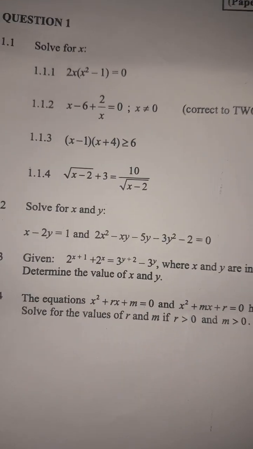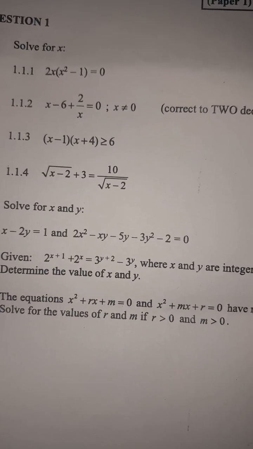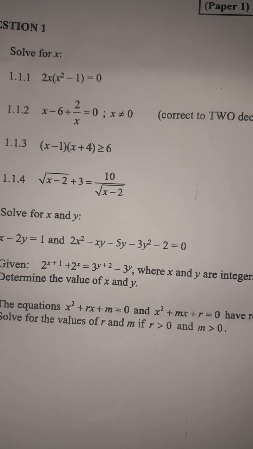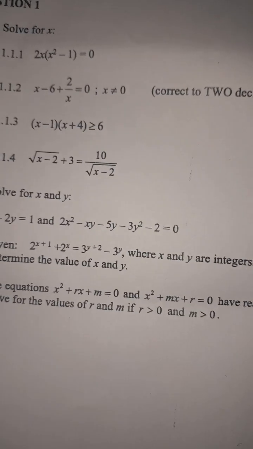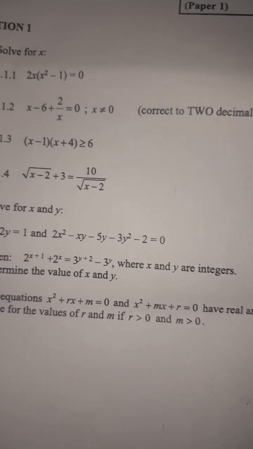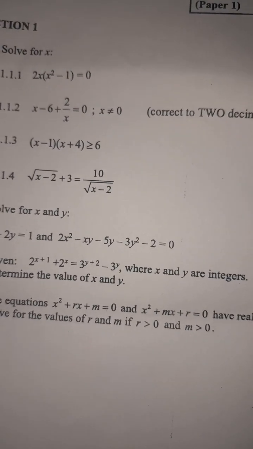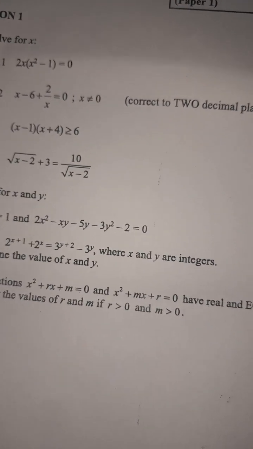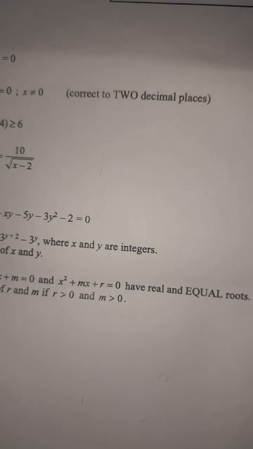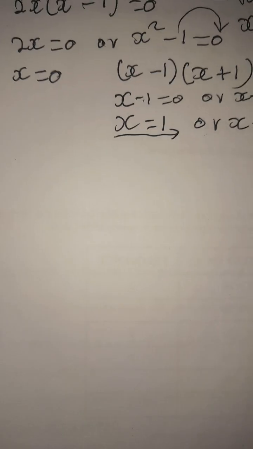Right, let's go to the second question, which is 1.1.2. At 1.1.2, they said solve for x correct to 2 decimal places. So we're given a fraction then. We need to work out this fraction, guys, and write it in standard form. Let's put that into practice.